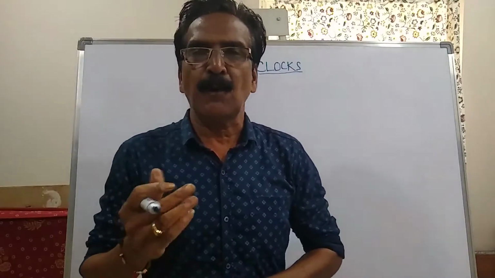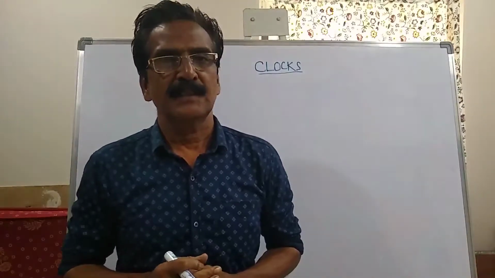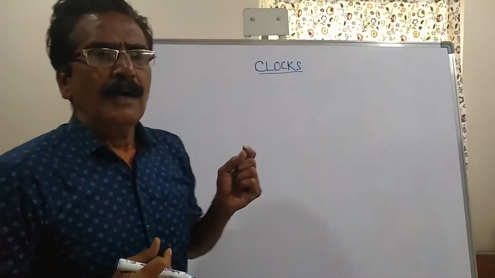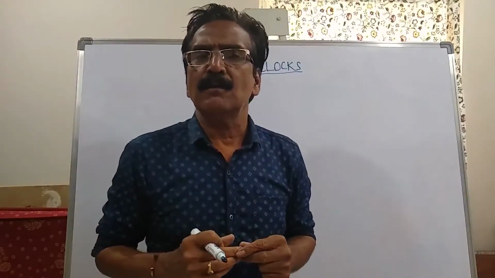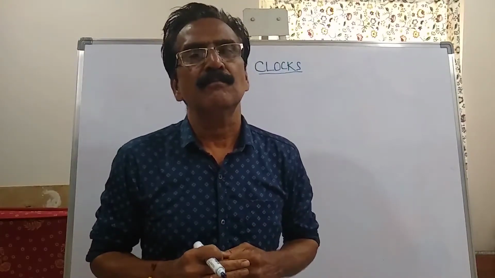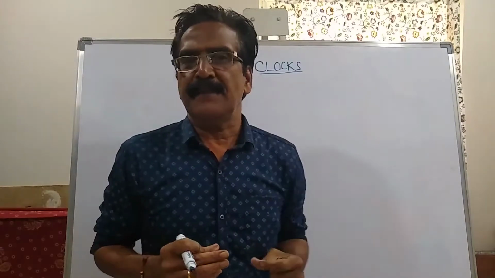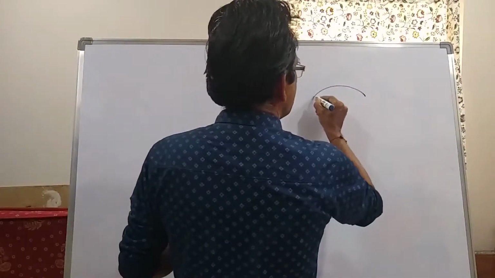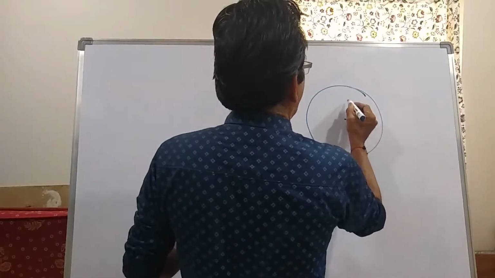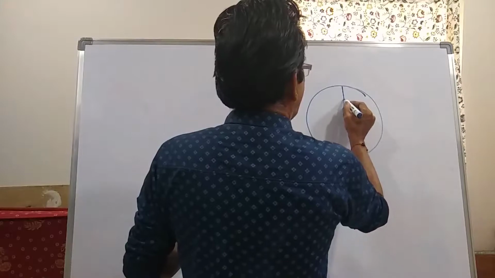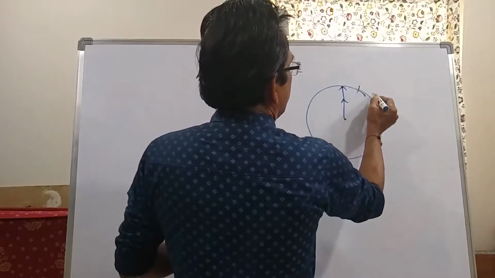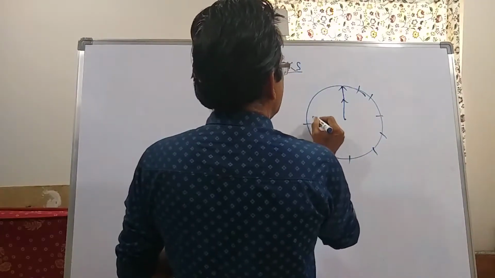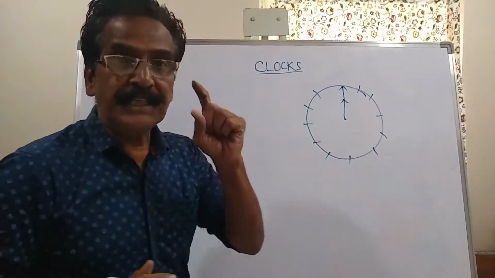Today let us see some miscellaneous problems in clocks chapter. And today's first problem is, how many times the hands of a clock coincide in a day? Coinciding means the position of hands at 12 o'clock. The position of hands at 12 o'clock is called coinciding position. This coinciding position happens 22 times in a day.